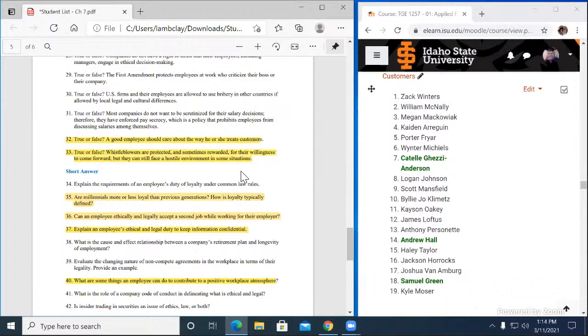Because it's asking, the statement is whistleblowers are protected and sometimes rewarded for their willingness to come forward, but they can still face a hostile environment in some situations. I said true, and I would almost switch "some" to "most" situations. Because whistleblowers, sure, there are protections and they can get paid for coming forward, but companies don't want to have to pay for something without getting a benefit from it. They don't want to have to undergo anything like that.